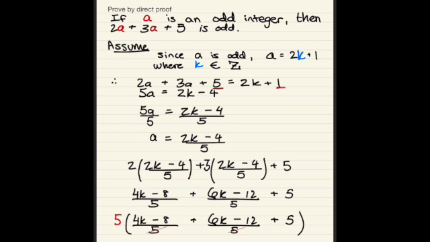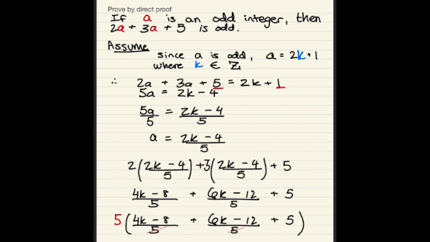Prove by direct proof: if a is an odd integer, then 2a plus 3a plus 5 is also odd. So we're going to assume that since a is odd, a is equal to 2k plus 1, where k is an element of the set of all integers.